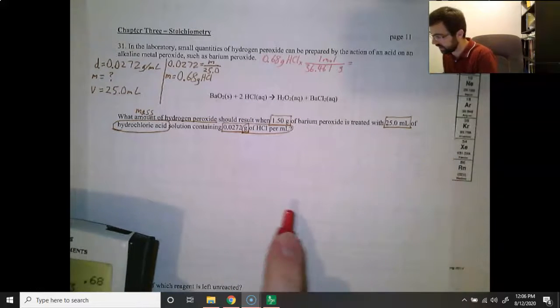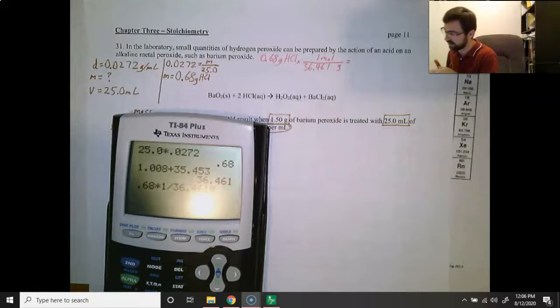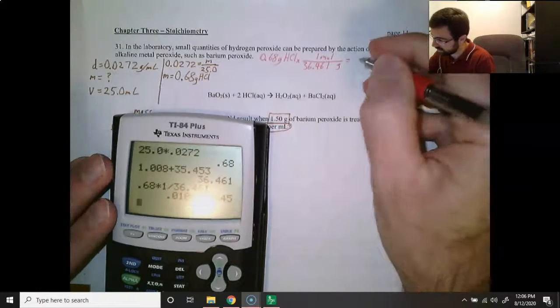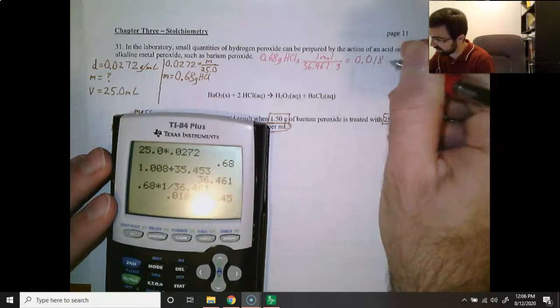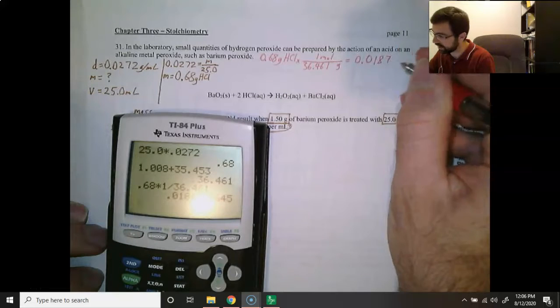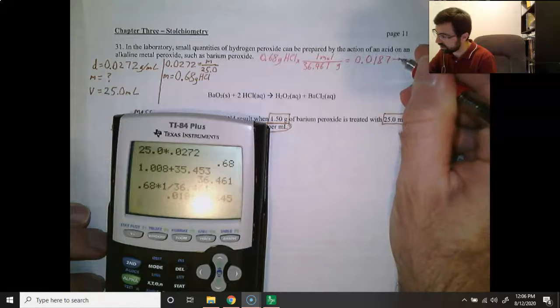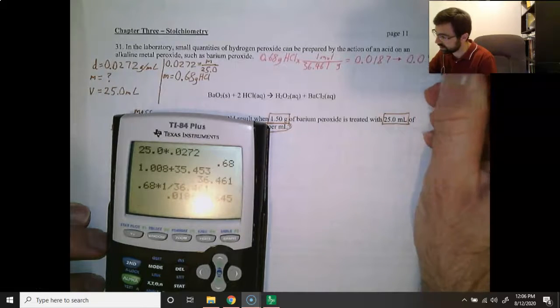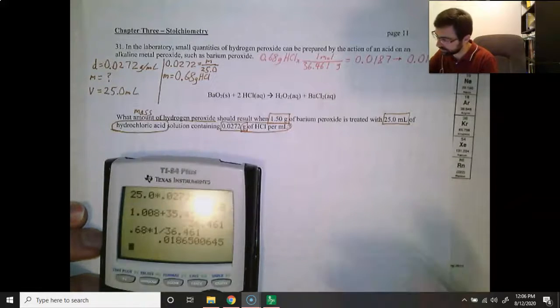So let's start by doing that. 0.68 times 1 over 36.461, and you get 0.0187, but I really should round that to 0.019. So let's change that to 0.019 moles of HCl, and I'm going to put that right here.